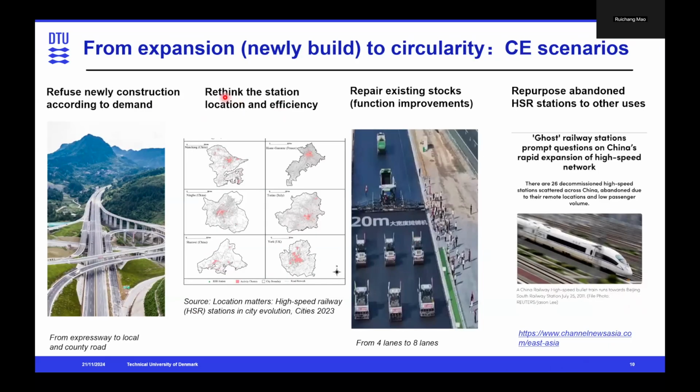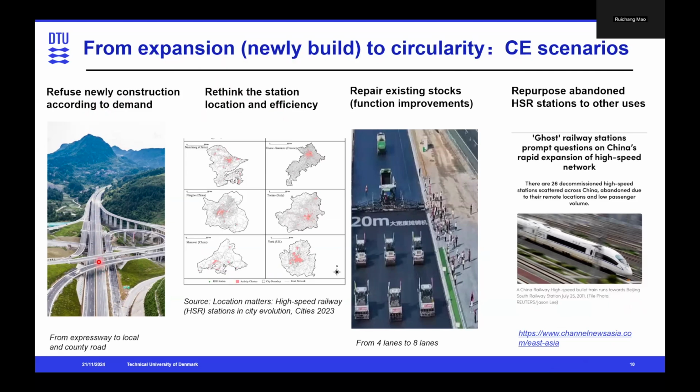And for other scenarios, we may think about moving from the expansion of newly built infrastructure to circular economy scenarios. For example, we should refuse some new construction according to demand. You can see in the figure that there are almost no cars in the high-speed railway system.